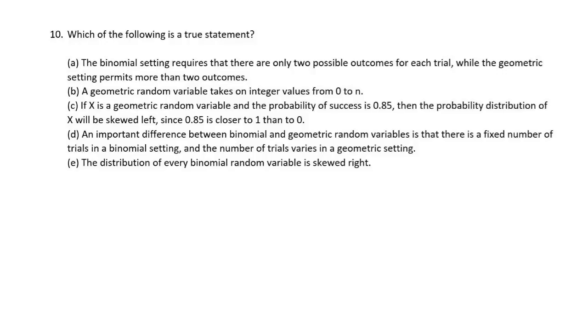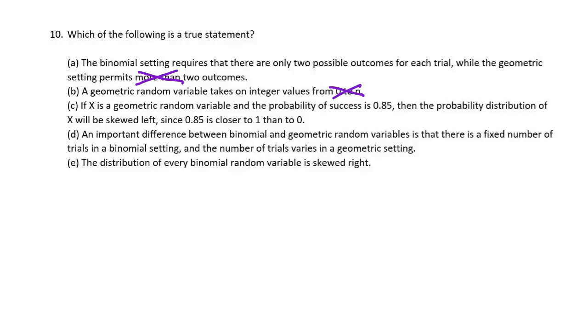Which of the following is a true statement? The binomial setting requires that there are only 2 possible outcomes for each trial, while the geometric setting permits more than 2 outcomes. Is that true? No, geometric does not get more than 2. It has to have exactly 2. It's still binary. A geometric random variable takes on integer values from 0 to n. No.